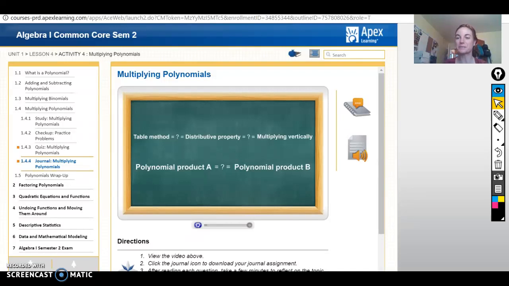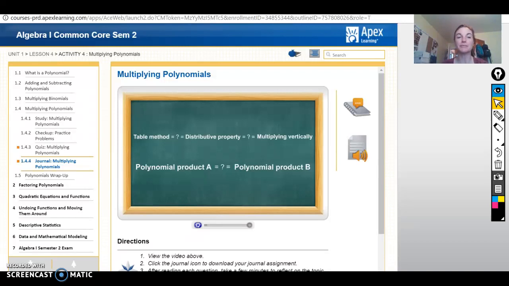Hi, Algebra students, it's Miss Carol again, and I am back to provide you some guidance for the 1.4.4 journal assignment, and I hope it'll give you some confidence to do the remaining teacher-graded assignments in this course. You still do need to do this and submit it to me so that I can grade it, but hopefully it'll be really easy since you can do it along with me.